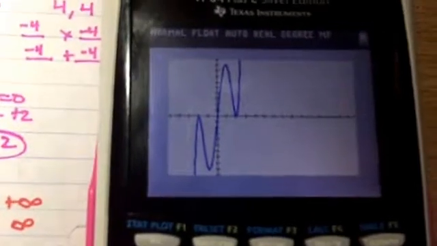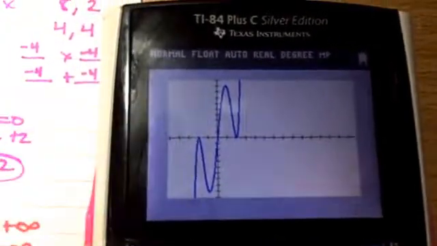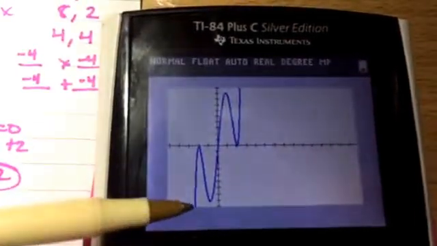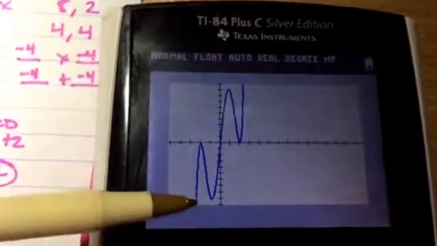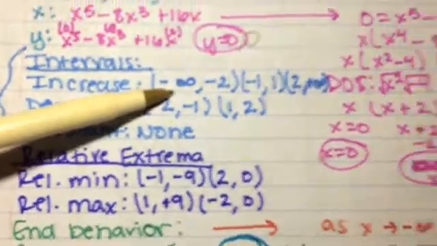By looking at the graph, I can tell that we have an interval of increase from negative infinity to negative 2, because this line is going up and up and up, and we know that this starts at negative infinity because there is no stopping point here. So I've written down negative infinity to negative 2 as our first interval of increase.